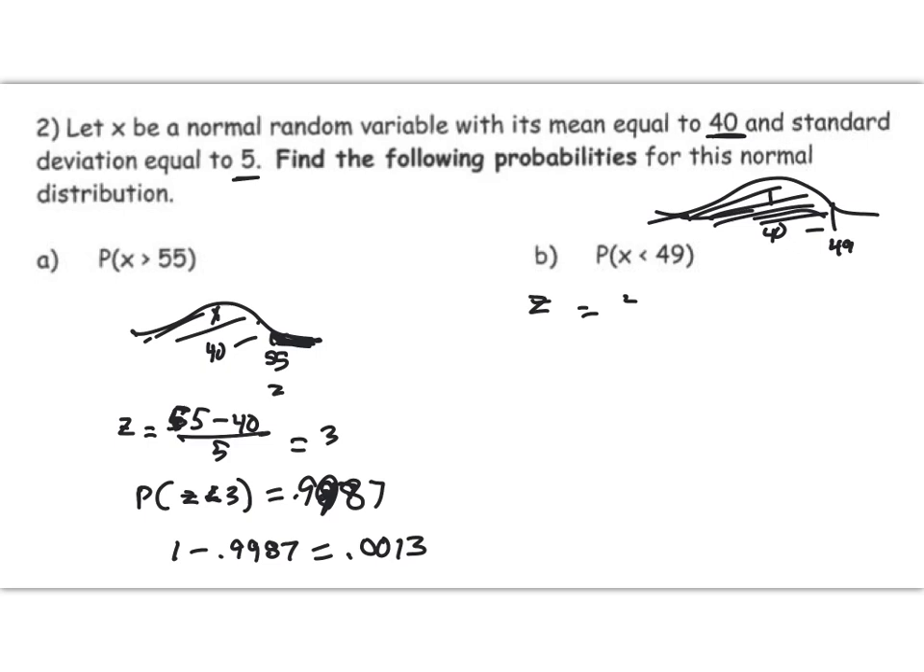So I need to find that standard score. 49 minus my mean 40 divided by 5, my standard deviation, gives me a standard score of 1.8. Looking that up in the table, it's going to be 0.9641.